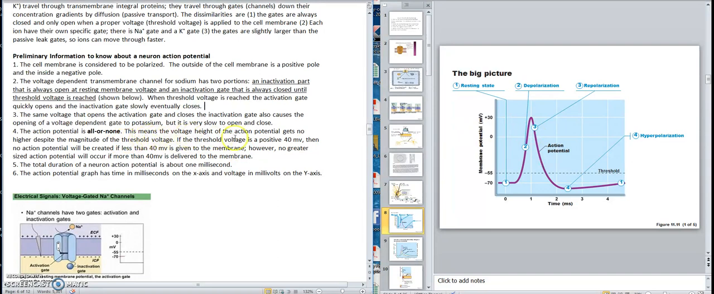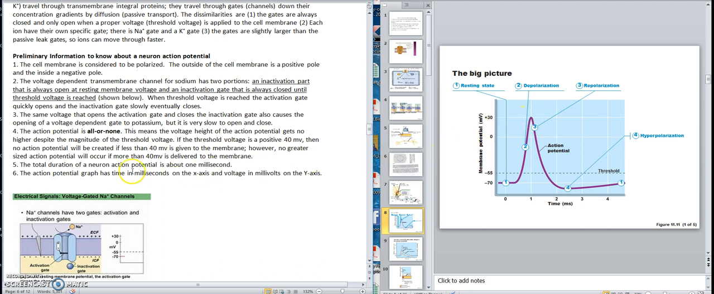This means the voltage height gets no higher despite the magnitude of the stimulus. If the threshold voltage is a positive 40, in this case it was a positive 15, then no action potential will be created if less than 40 is given. So whatever the threshold is, that's what it's going to be, and you will not get any higher. This is called all or none.